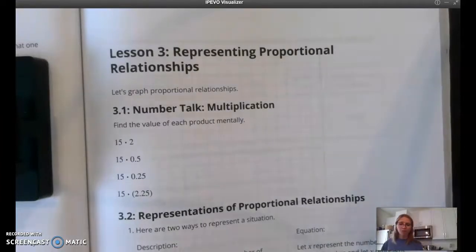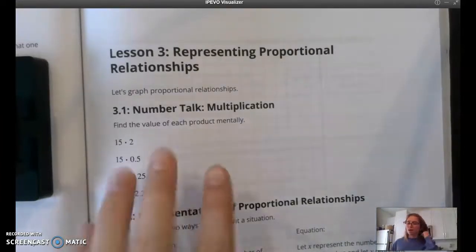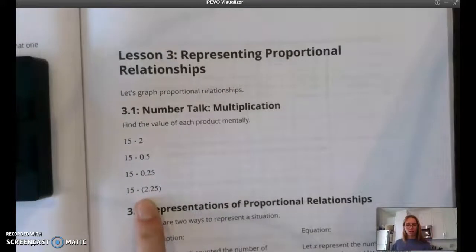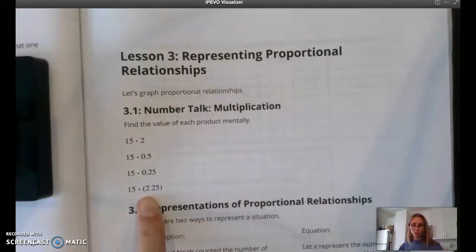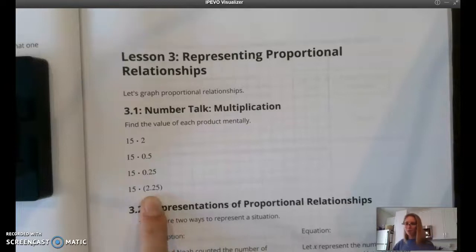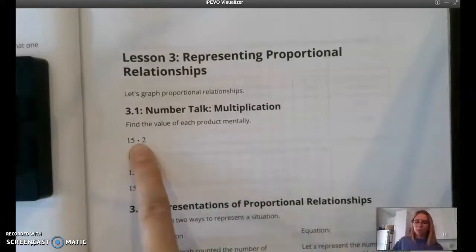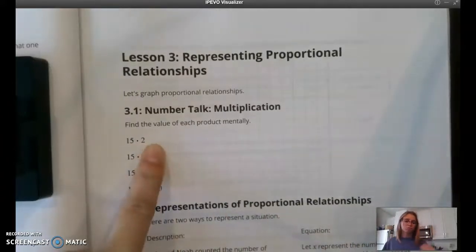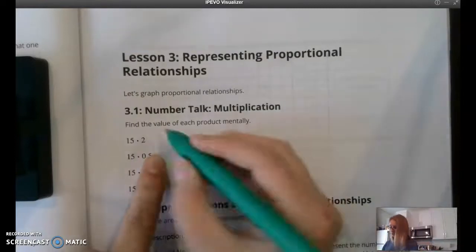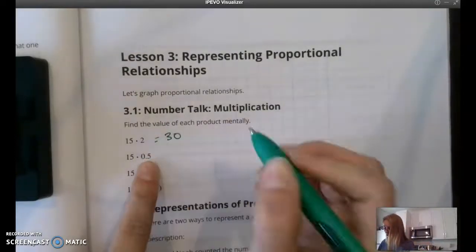So, if you'd like, you can go ahead and pause this and solve these on your own, and then you can unpause and watch me work through them and see what I get, okay? So, we aren't supposed to use our calculator or anything. We're just going to do this in our head. So right here, 15 times 2, we're just going to double 15. So that would be 30.